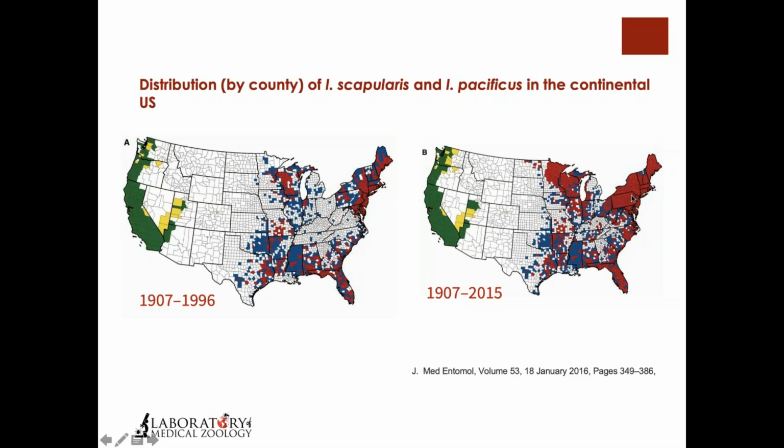And you can see that the red is increased in terms of this period from 1907 to 1996 versus 1907 to 1915, and 2015. The argument being here is that in the 19 years between this and this, you've seen this huge increase in the areas that are now established ranges for Ixodes scapularis.